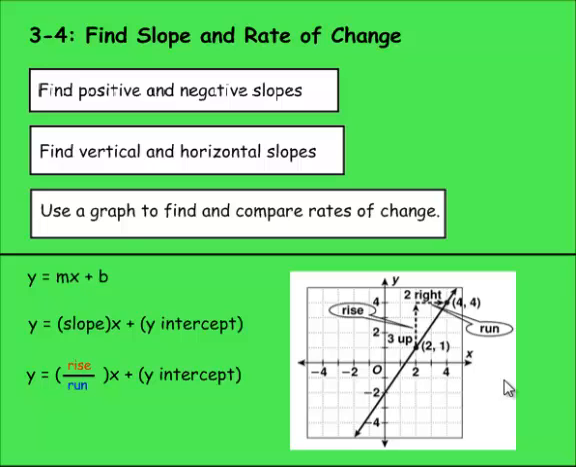We're on lesson 4 of chapter 3, which focuses on slope and then rate of change. So first we're going to find positive and negative slopes. We'll find vertical and horizontal slopes. Then we'll use a graph to find and compare rates of change.